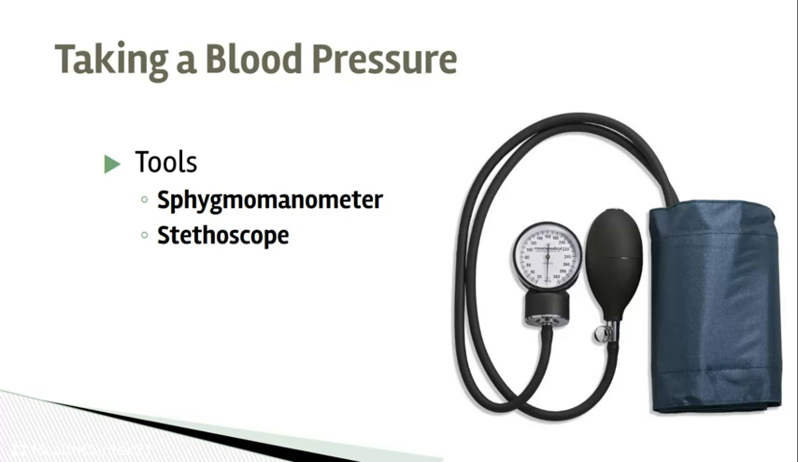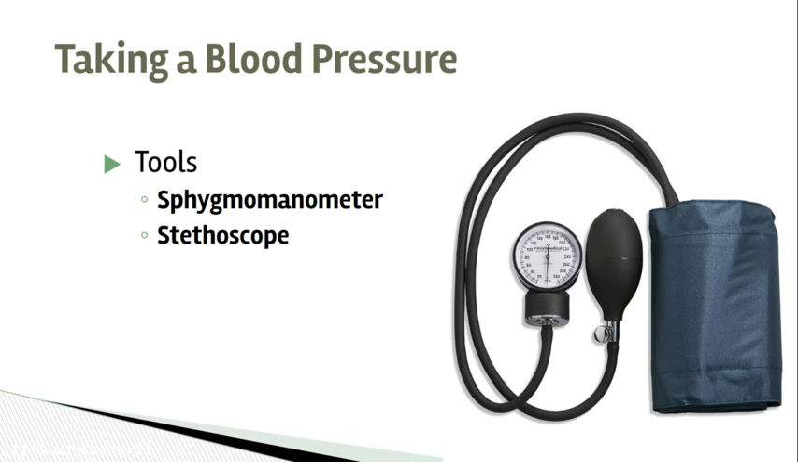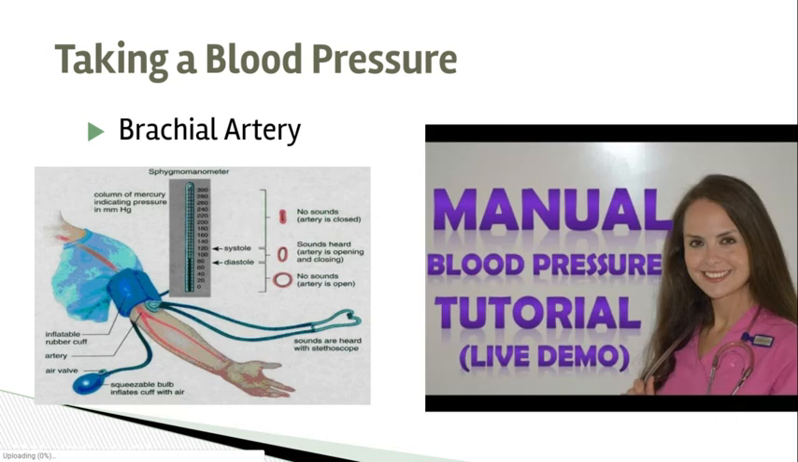So, taking a blood pressure. We know what we should be listening for, but how do we actually take a blood pressure? Well, you need a couple of tools: your blood pressure cuff, the dial, and the stethoscope as well. The sphygmomanometer is pretty much the dial and the air pump right there. I'm going to have that nurse that talked about respirations show you how this is done and demonstrate.